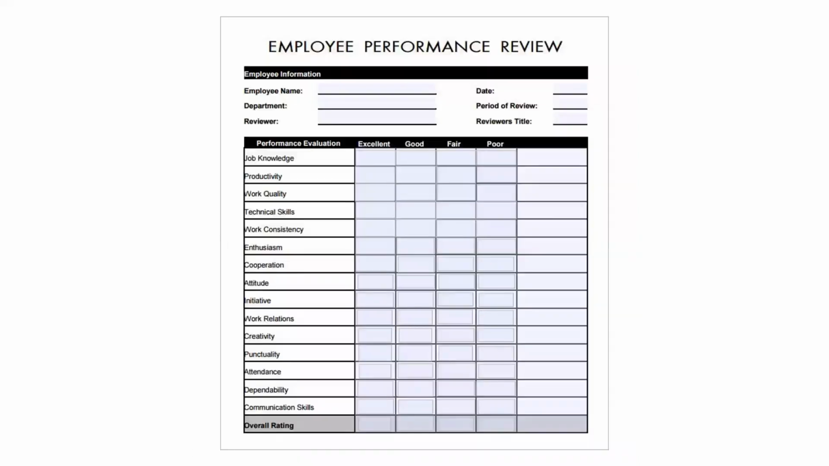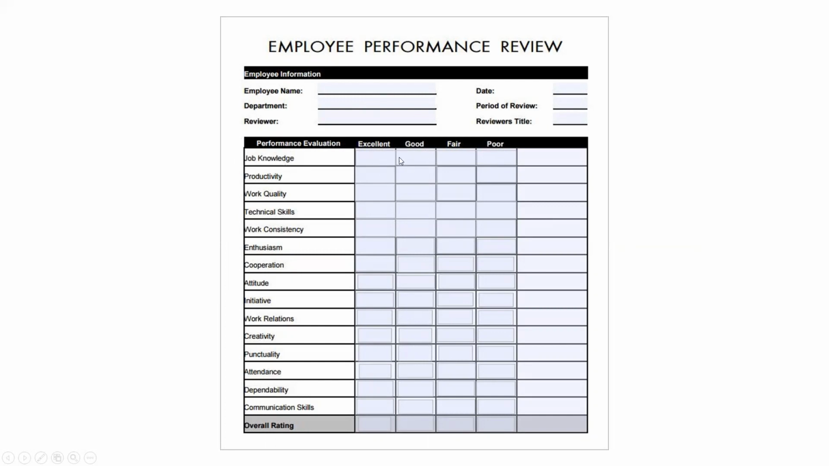Next, this is one of the most commonly used format for employee performance review. The name of the employee, if there is ID, state the ID number, department, the name of the reviewer, date, period of review, and the designation of reviewer. There are certain parameters on which performance evaluation is done, for which there is a rating scale: excellent, good, fair, or poor. When you're writing your record book, fill all these columns and for each parameter, give a tick mark for any one of these ratings.